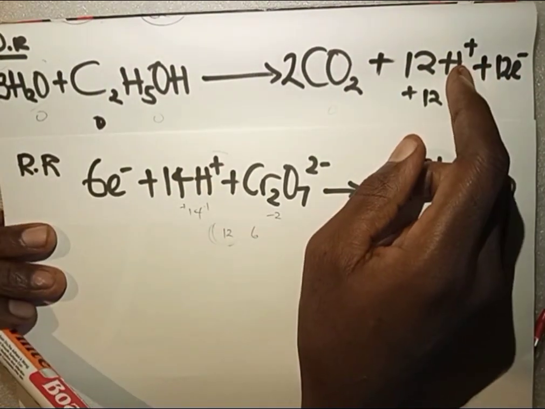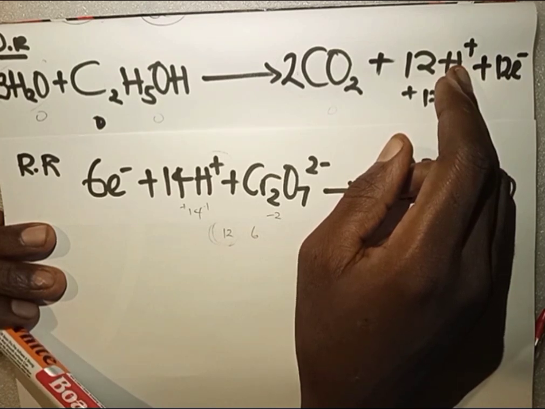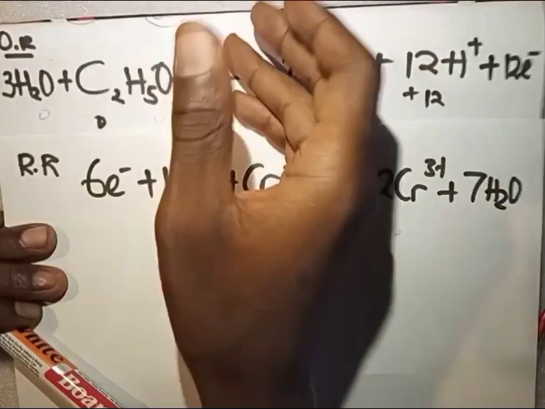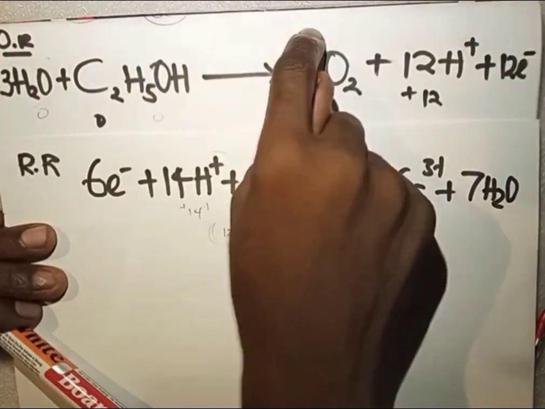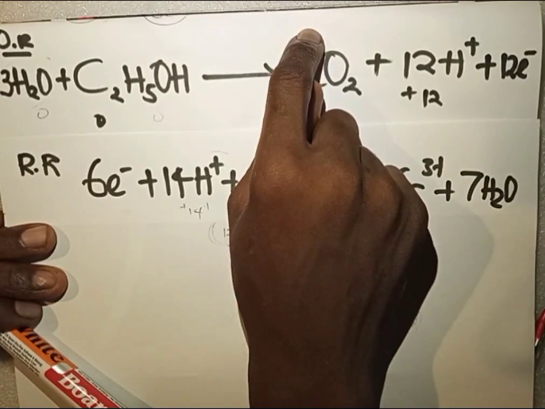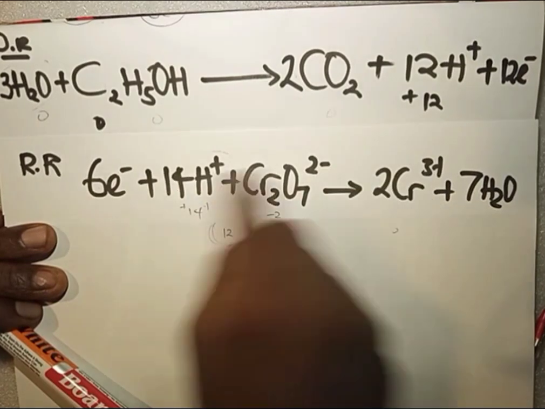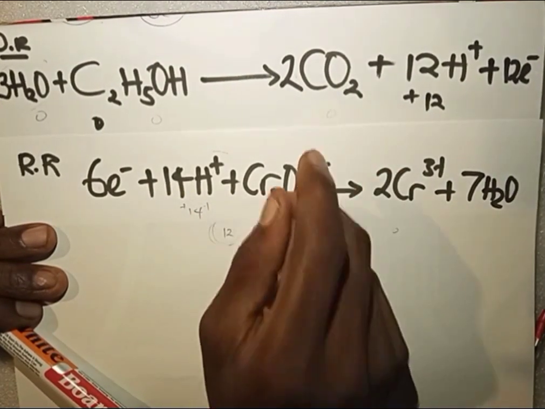Everything is balanced. What is the next step? If necessary, multiply one or both balanced half reactions by an integer to equalize the number of electrons transferred. So now, the number of electrons lost should be equal to the number of electrons gained. Here, this is the oxidation reaction, meaning it has lost. This one is a reduction reaction, meaning it has gained. Are the numbers equal? Where do we check?